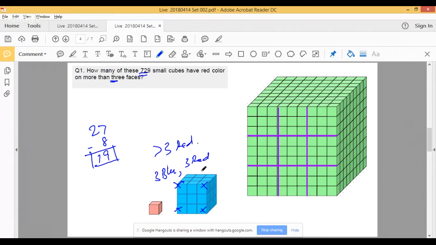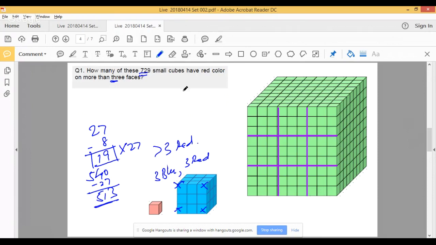One medium cube. How many medium cubes are there? There are 27 medium cubes. So direct extrapolation. 19 into, sorry, 27 into 20 will be 540. Minus another 27 will give you 513. Right? That will be your answer.